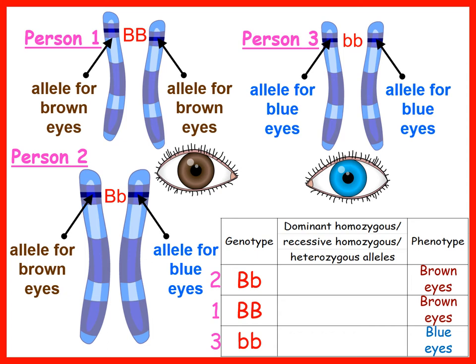And then in terms of describing those genotypes, we could say that for person two, because both alleles are different, clearly they are heterozygous because they've got a brown eye allele and a blue eye allele. However, person one has got two brown eye alleles, and because those brown eye alleles are the same, that means that they are homozygous, and the brown allele is the dominant allele because it's always expressed, so they are dominant homozygous.